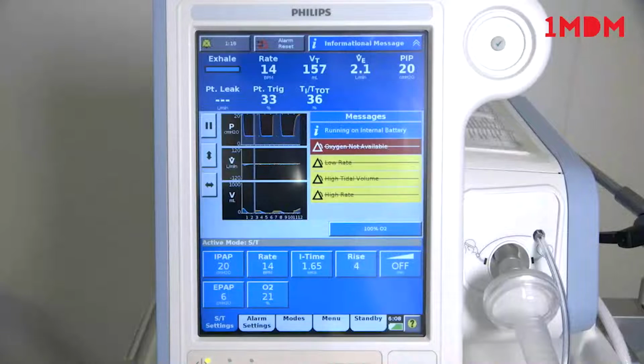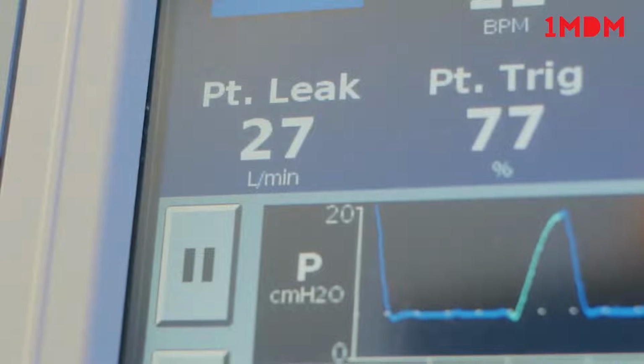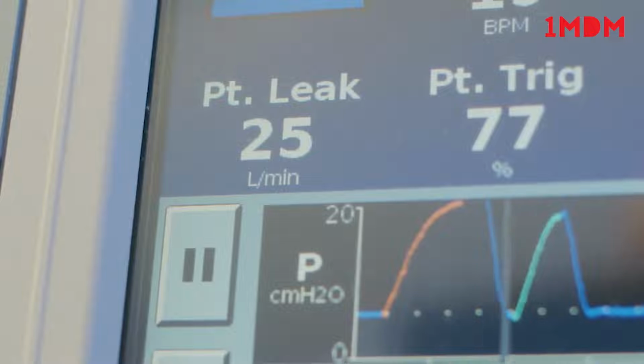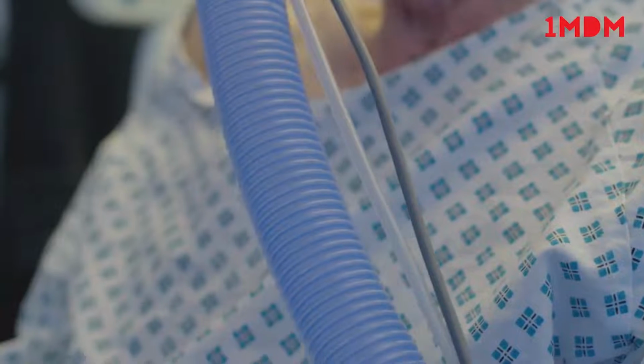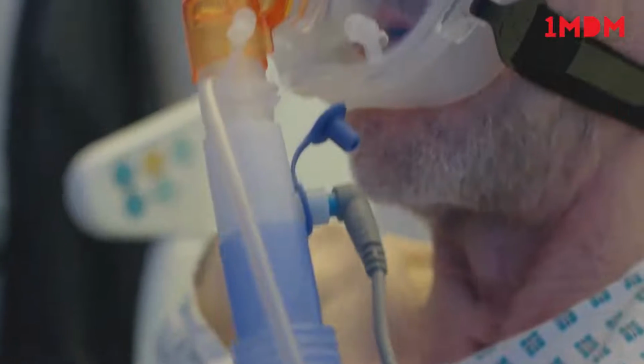At the top of the V60 screen, you will see all your patient feedback. The other key feature is to look at the patient leak. This tells you the amount of leak from the mask. The machine can overcome some leak. However, if this is increasing too much, it is likely you're not ventilating your patient efficiently.